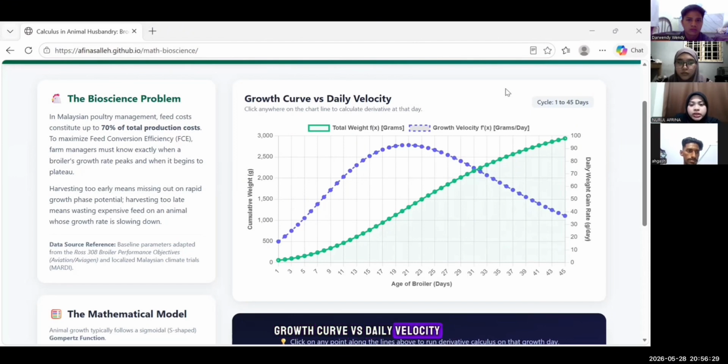And the graph shows the growth curve and daily velocity. This chart compares cumulative weight and daily growth rate. The green line shows the total weight, while the blue line shows growth velocity. It helps visualize when growth is faster and when feed efficiency declines.